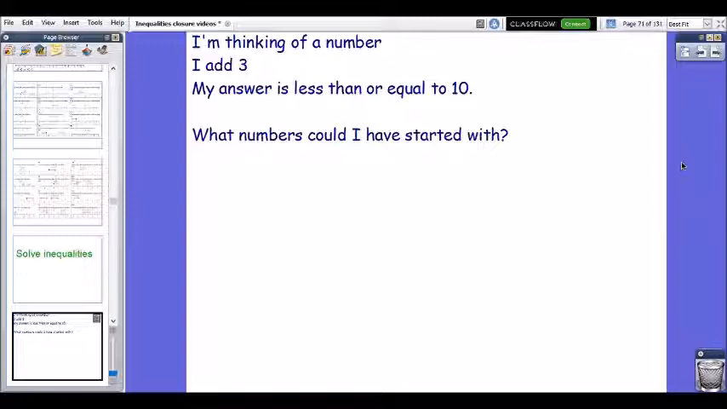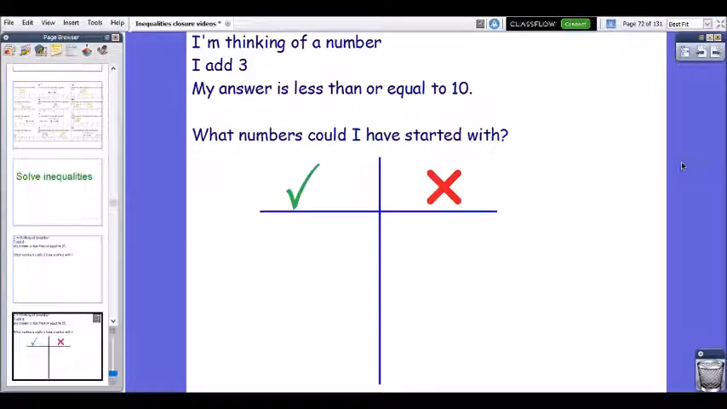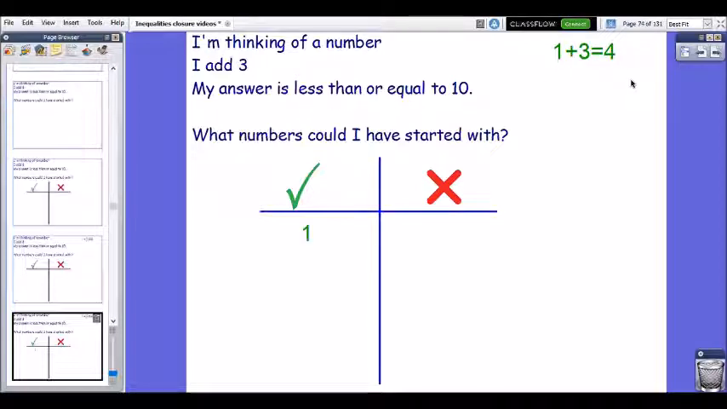Okay, you may have been able to do this in your head quickly, but I'm going to do this process slowly just so we really understand this process and how we link it to inequalities. Alright, so I'm just going to draw a table of numbers that could work and numbers that couldn't work. Let's just start with the number 1. If I do 1 plus 3, that makes 4. Is my answer less than or equal to 10? Well, yes it is. 4 is less than or equal to 10, so 1 does fit this problem.